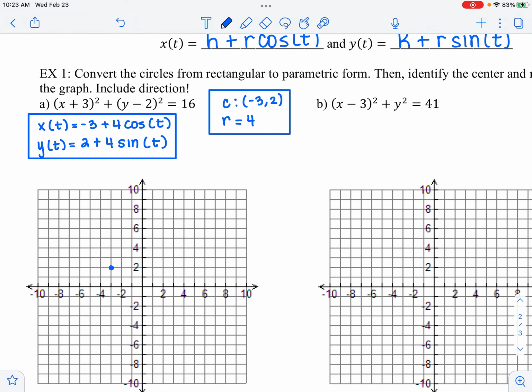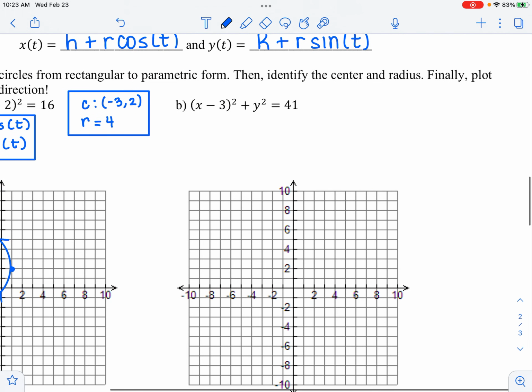Negative 3, 2. Radius is 4. So I'm going to go up 4. I'm going to go down 4 from that point. I'm going to go right 4. And I'm going to go left 4. I'm going to go ahead and connect these 4 points, and then I'm going to show the direction. Since it's cosine sine, it's counterclockwise. Once again, we're going to do all cosine sines, so all of ours will be counterclockwise.